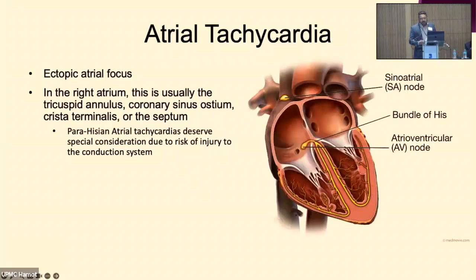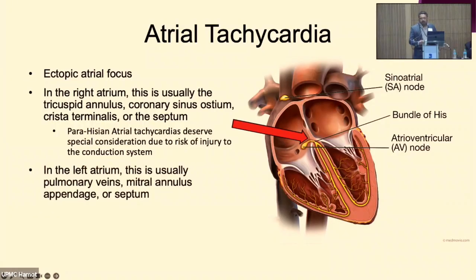The one I want to highlight is something called a parahisian atrial tachycardia, just so that you've heard about it. I've done probably 5 of these in 10 years. We don't see a lot, but this is an atrial tachycardia that originates very close to your His, which is the structure below the AV node. If you're not careful and you ablate the His or the AV node, this patient goes into complete heart block and they need a pacemaker.